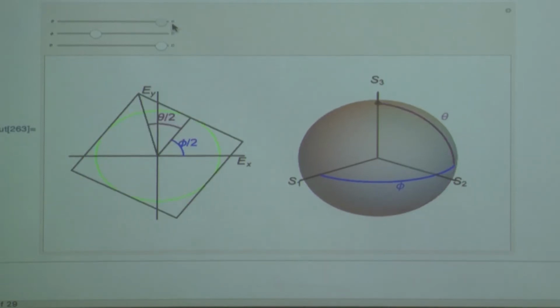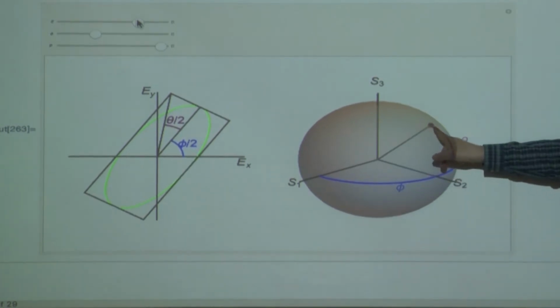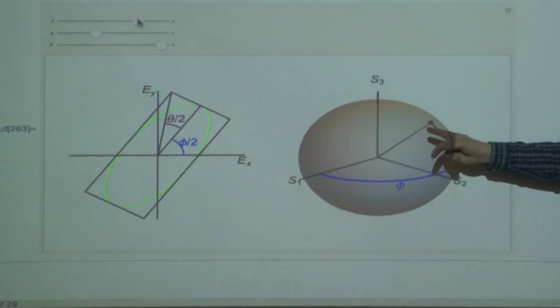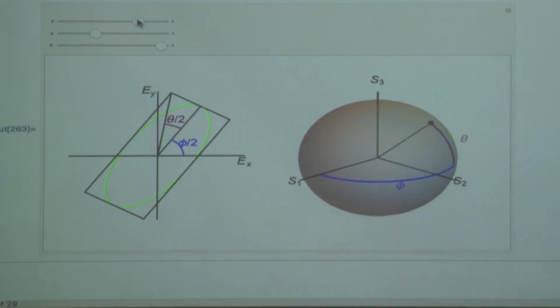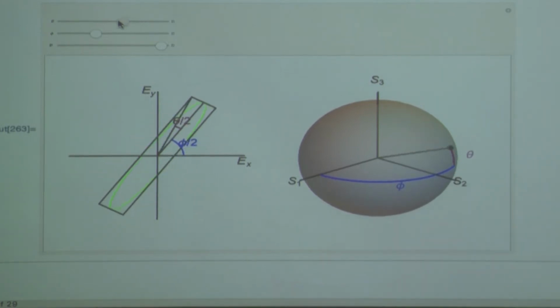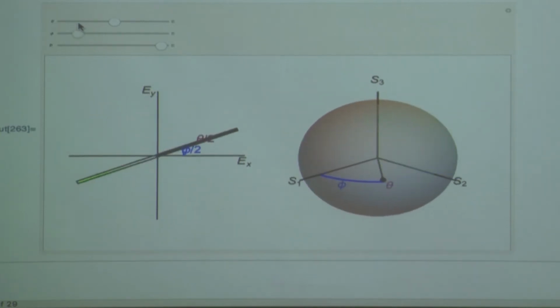So minus pi over 2 to pi over 2 reminds me of latitude, and 0 to 2 pi reminds me of longitude. So I can represent pictorially this polarization as a point on an abstract sphere, which is the Poincare sphere. The north and south poles correspond to the two circulars. The equator corresponds to all the linear polarizations. The northern hemisphere is things that have a right-handedness, and the southern hemisphere is things that have a left-handedness. And all the elliptic polarizations live on the rest of the sphere.